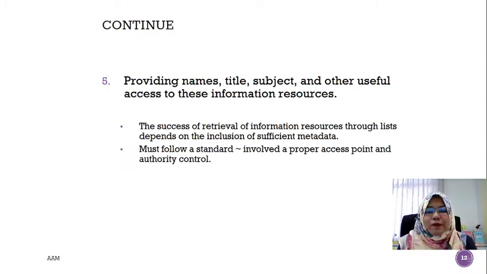Number five, providing names, titles, subjects, and other useful access points to these information resources. So the success of retrieval of information resources through lists depends on the inclusion of sufficient metadata. And then it must follow a standard, involving proper assessment and authority controls. Because there is a standard that has been developed, we just follow directly what has been classified before, so that the process of finding the material can also be done.